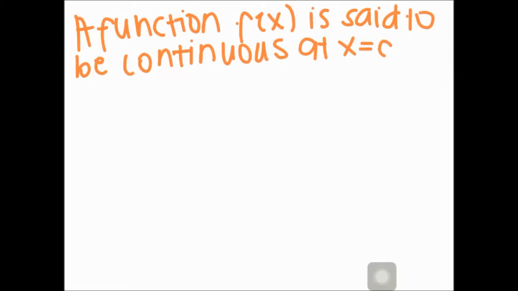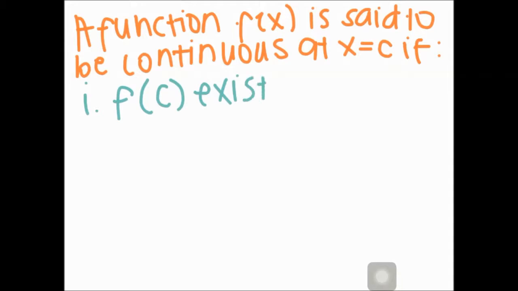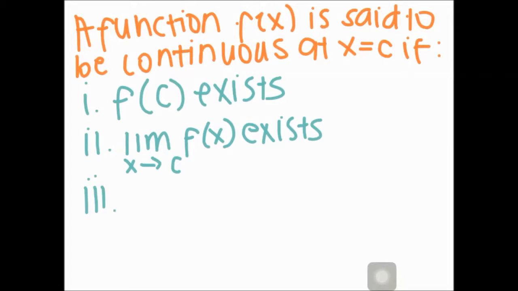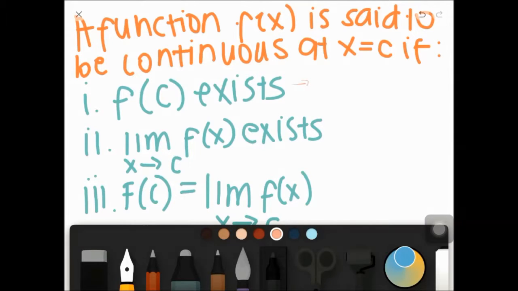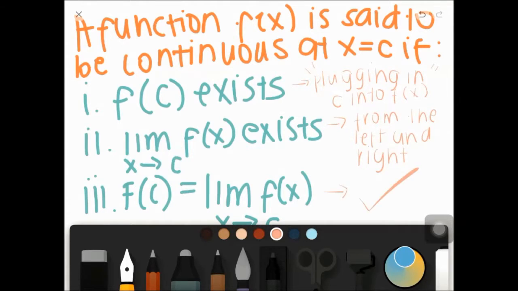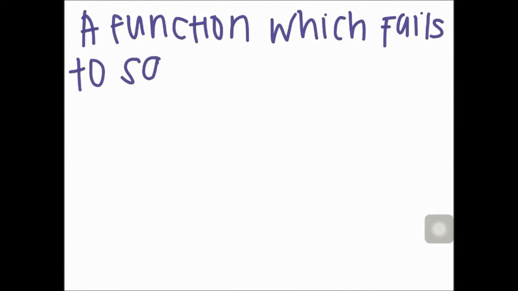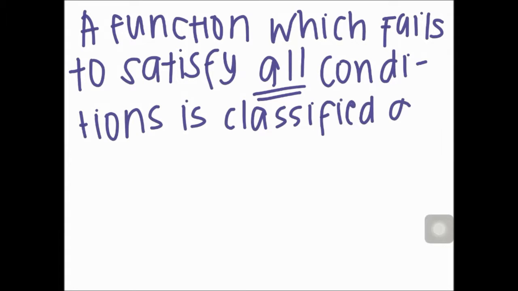if the following conditions are met: first, f of c exists. Second, the limit of f of x as x approaches c exists. And lastly, f of c is equal to the limit of f of x as x approaches c. F of c can be evaluated by plugging in or substituting the value of c into f of x. The limit should be evaluated from the right and left hand side. If these hold true, there is continuity. A function which fails to satisfy all conditions is said to be discontinuous.